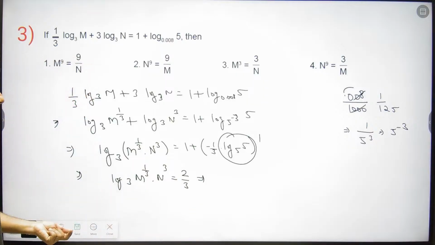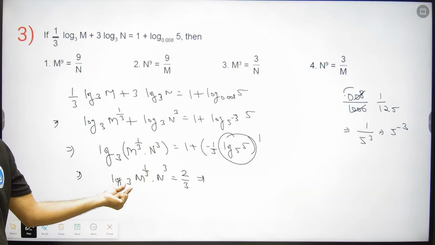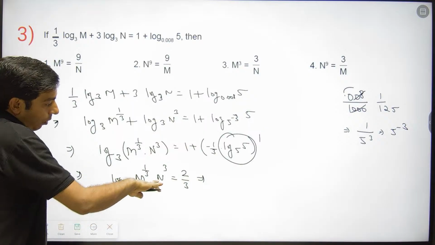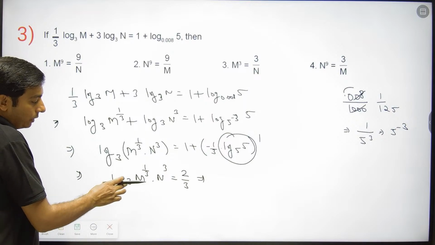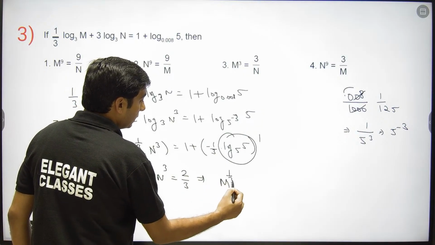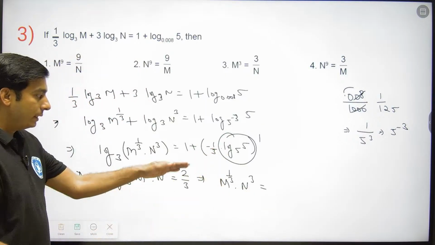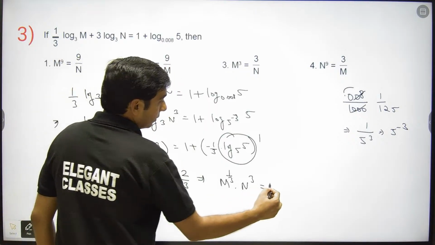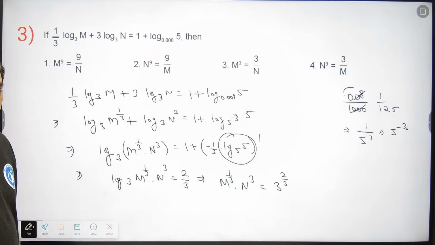Now if we take both the numbers to the powers of 3, because here the log has base 3, so if we take 3 to the power log base 3 on both the sides, this will be cancelled out and we will be remaining with m to the power 1 by 3 and n to the power 3, and here 3 to the power 2 by 3.